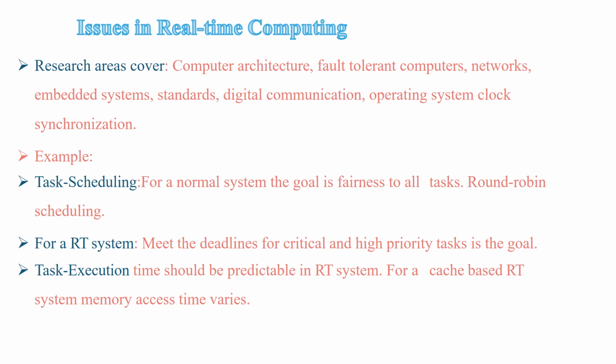For a real-time system, you have to meet the deadline; for critical tasks, high priority is the goal. You have to give high priority, based on the arrival time or based on the priorities. We'll discuss that later. The task execution time should be predictable in real time. It should be a predictable system. For a cache-based real-time system, memory access times vary.